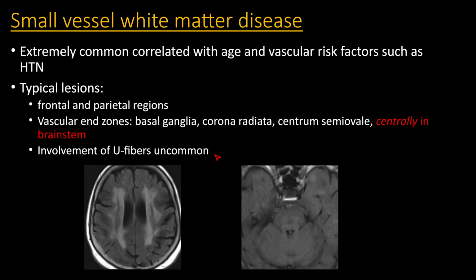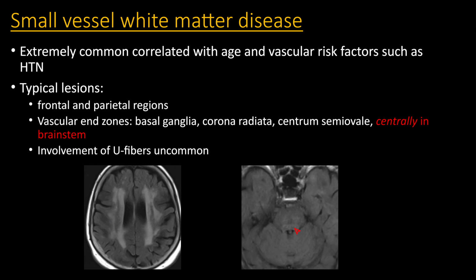The typical lesions here will be your frontoparietal lesions. They will involve periventricular regions, so around the ventricles, and then also the deep white matter, but they won't typically involve the U fibers. U fibers are those fibers that are immediately deep to the cortex. As you can see, these hyperintensities don't actually reach all the way to the cortex. They sort of stop shy of that immediate white matter before the cortex.